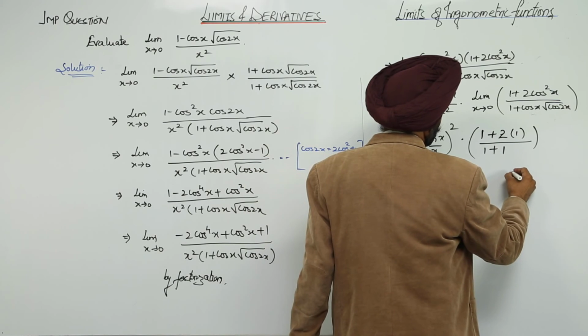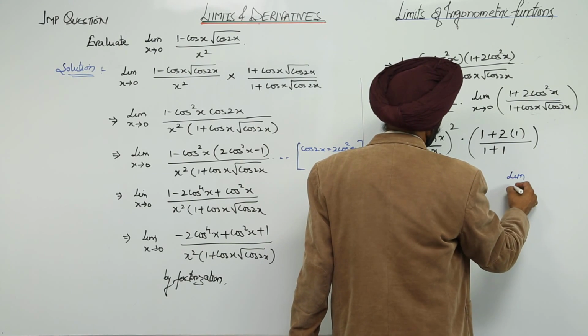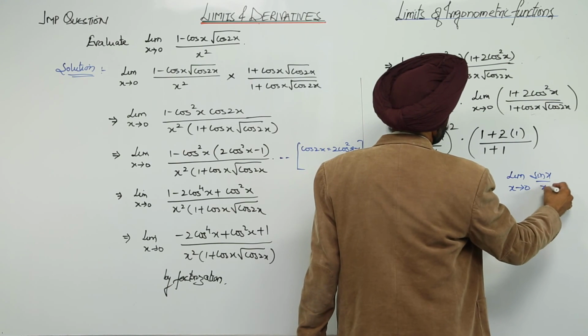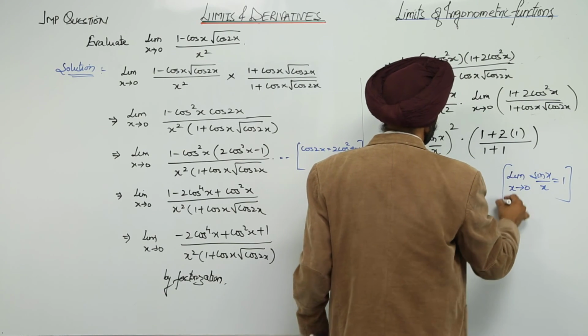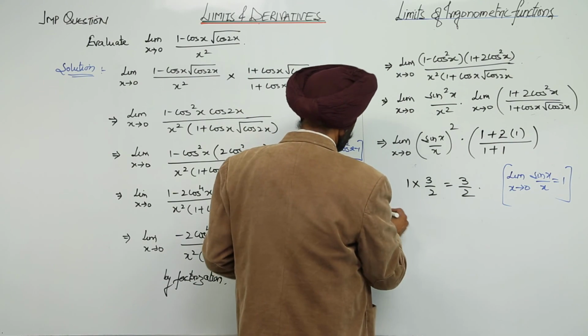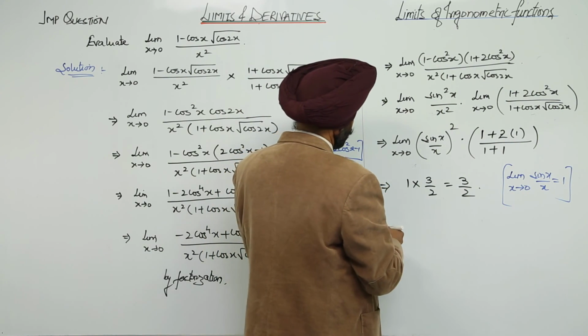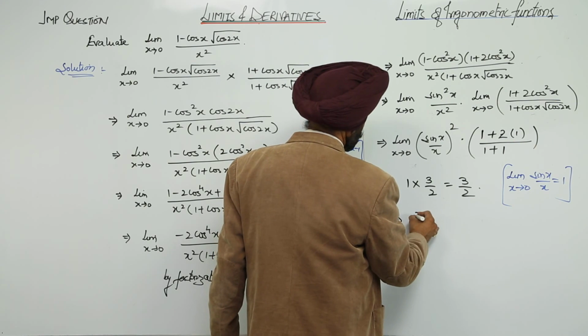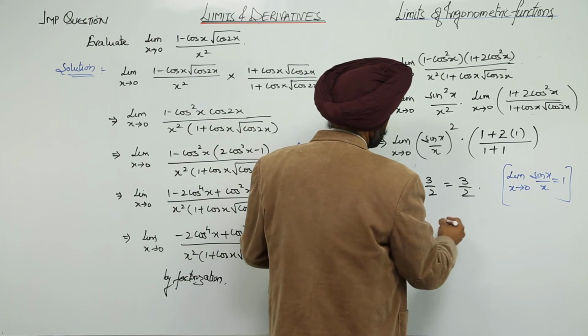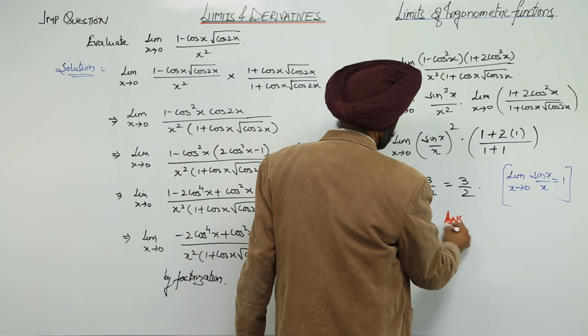Now, limit x approaches to 0, sin x upon x is equal to 1. So it is equal to 3 by 2, and this is the answer.